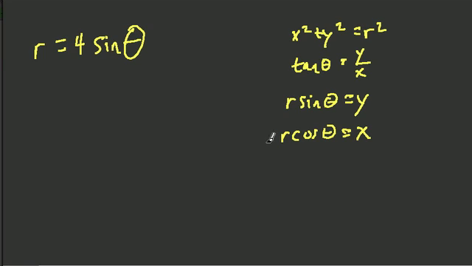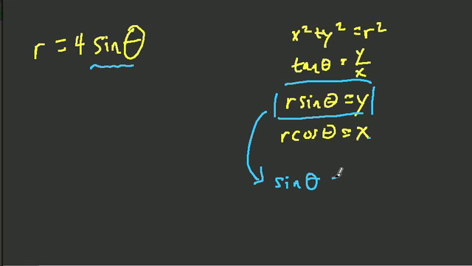So which of these can we use to apply here? I would go for perhaps this one right here. What is sine of theta equal to? Because that's what we have in our equation. Well, if I divide both sides by r, sine of theta equals y over r.